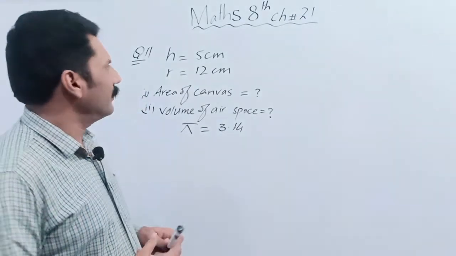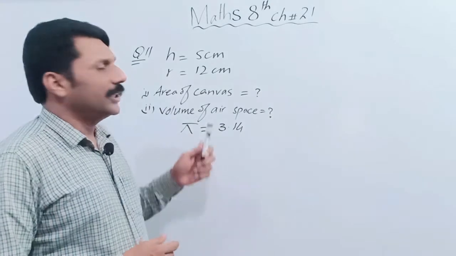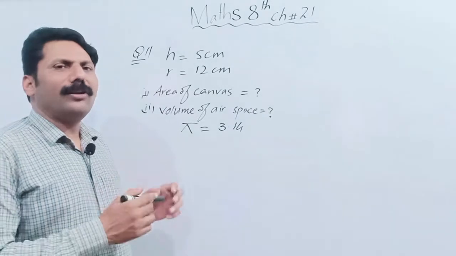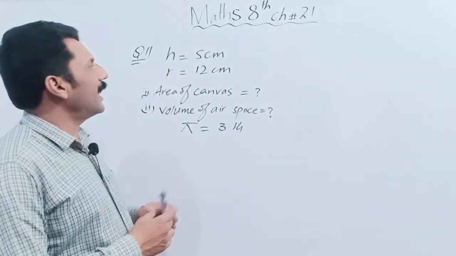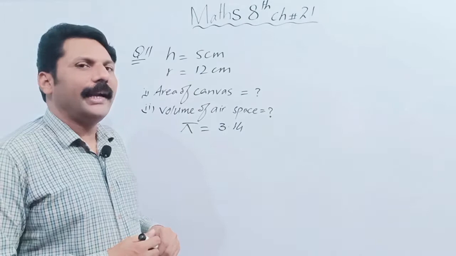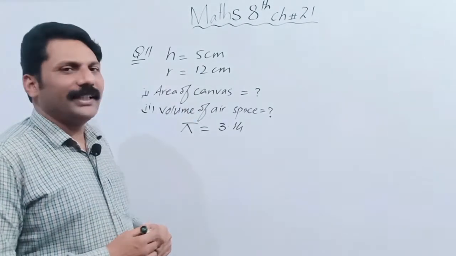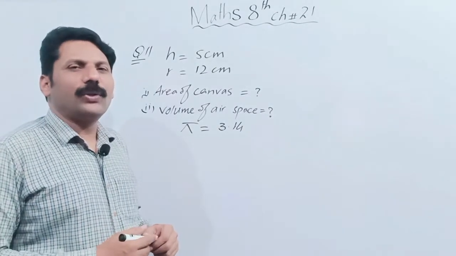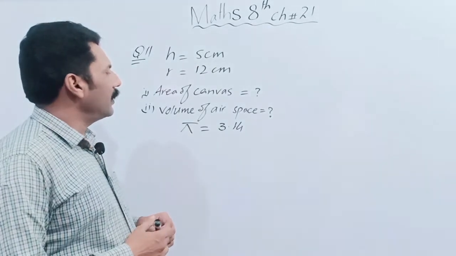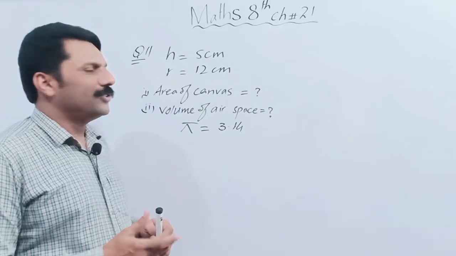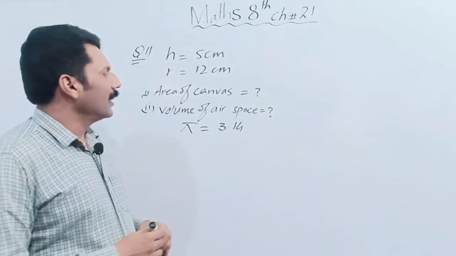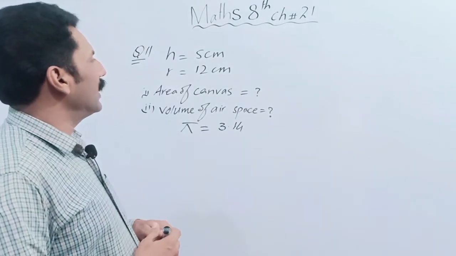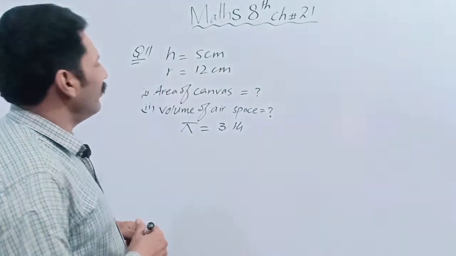Okay students, question number 11. The statement of question is, a tent is in the form of a right circular cone with height 5 cm and radius of base is 12 cm, and we have to find area of canvas to make the tent, and number 2, volume of air space within the tent. These two things we have to find, and the data is also with us. I have written the data. How can we do it?